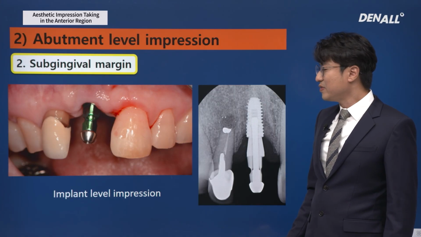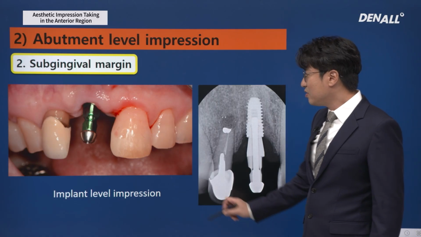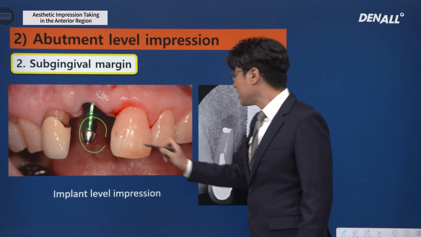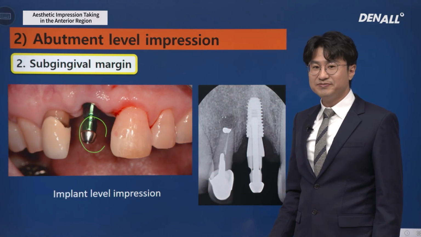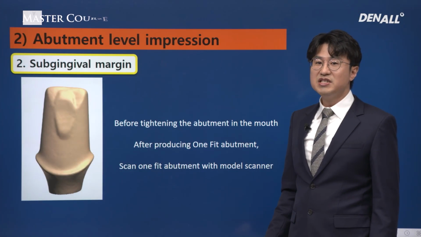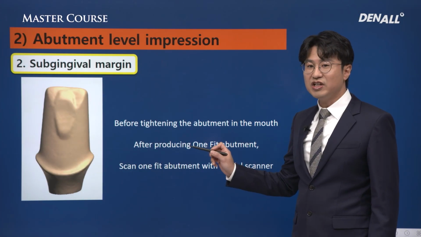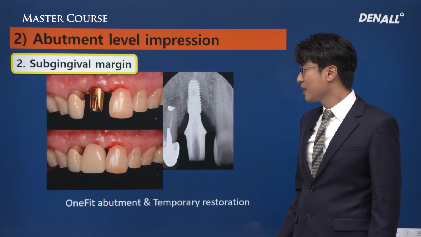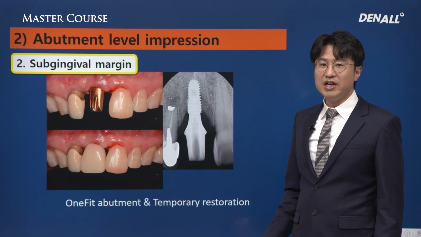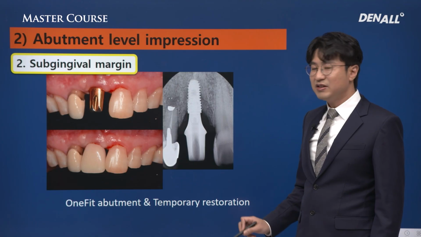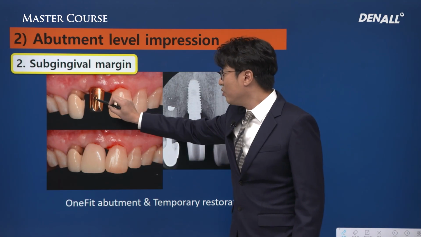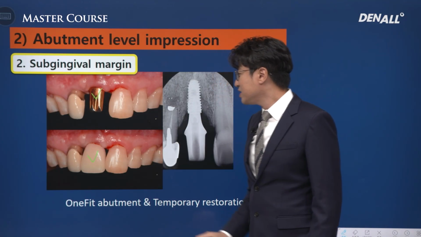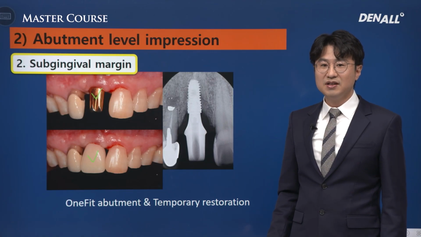Now, subgingival margin, abutment level impression taking. Transfer impression coping is used at the beginning. Before connecting the prefabricated custom abutment in the mouth, it was scanned first using a model scanner. After the secondary surgery, soon the prefabricated abutment is connected and the temporary restoration was mounted.